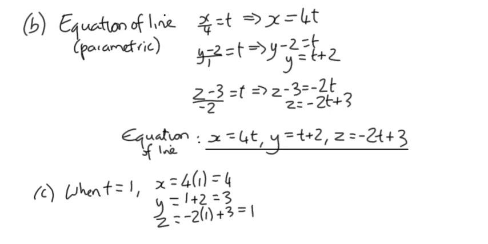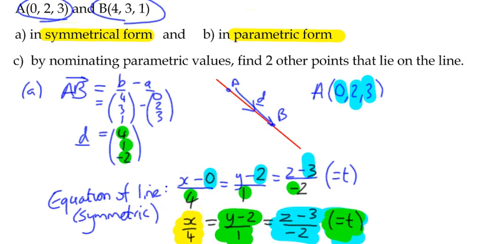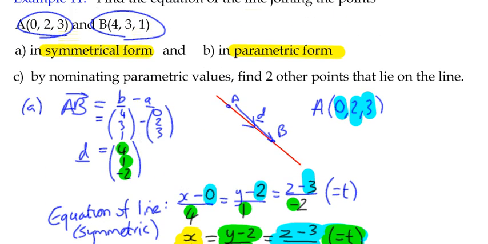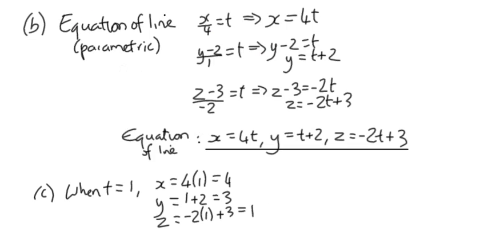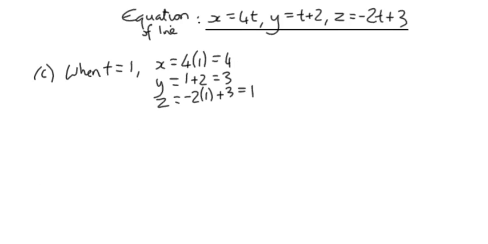Do we have 4, 3, 1 as one of our nominated points at the top? Yeah, we do. So that's not going to be one that we can actually use because we've already been given that. But that's the idea. So let's see if we can generate a few more then. What about when t equals 2?